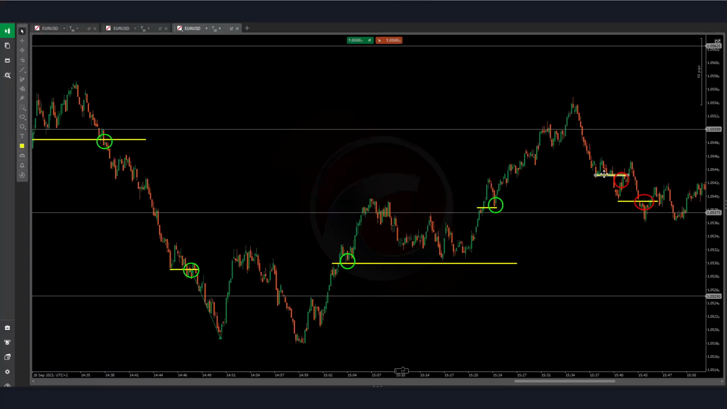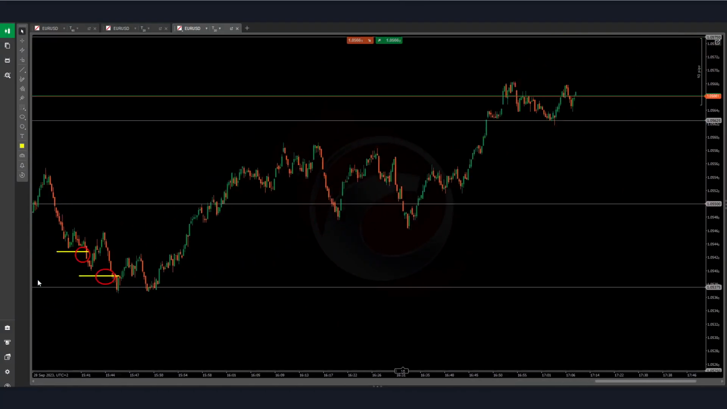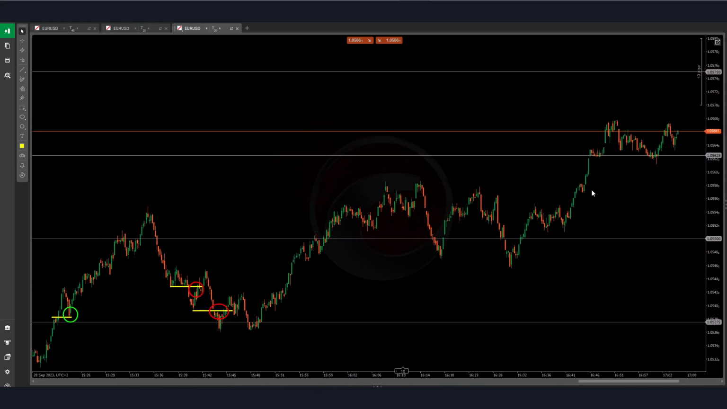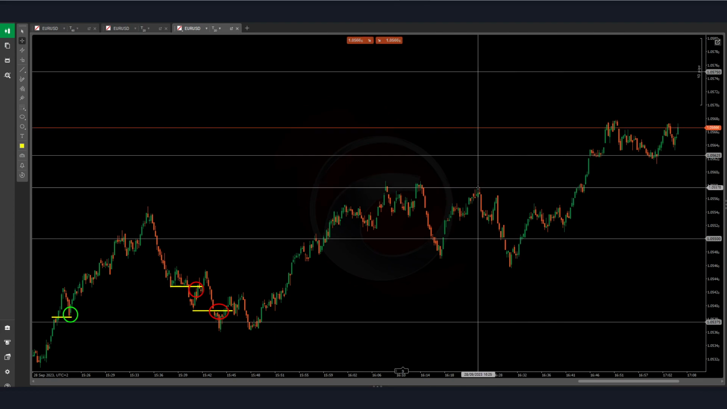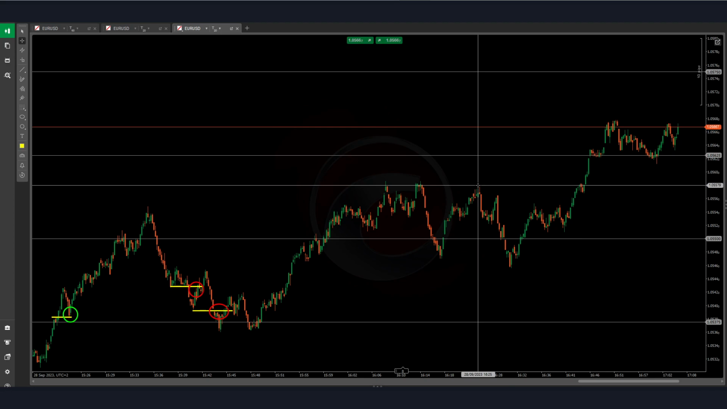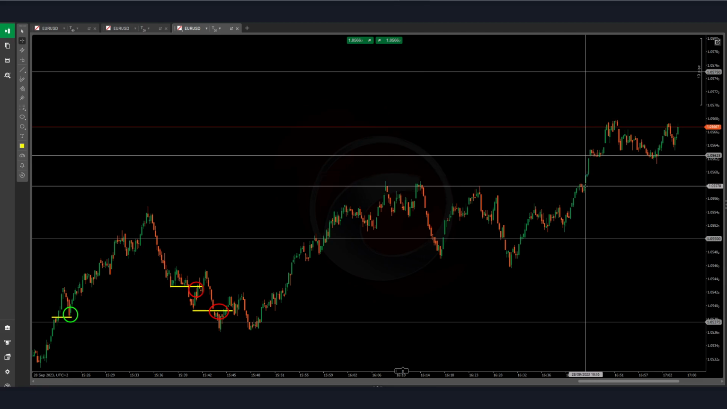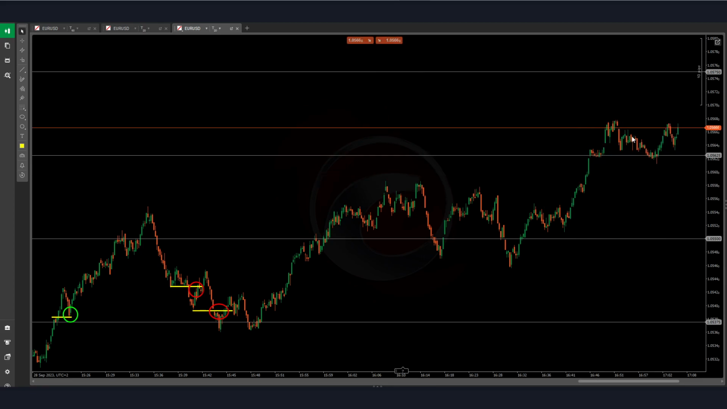Also on EurUsd. EurUsd is going in the opposite direction, so it's a sign that it's not a dollar weakness, and it's not a dollar strength either, but a gold weakness. We can see that we have these highs, but we are not getting any retest.